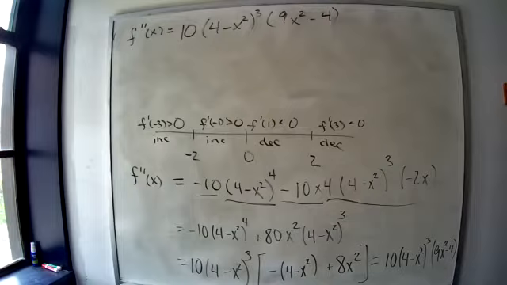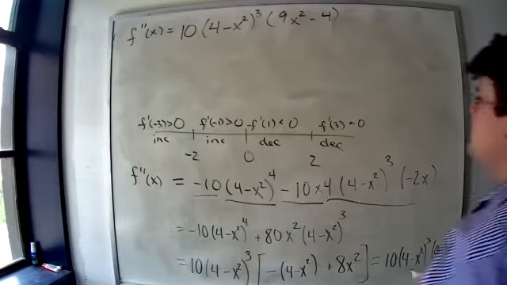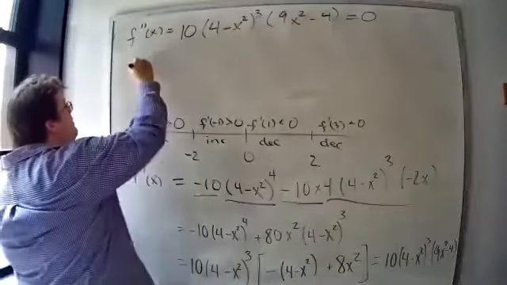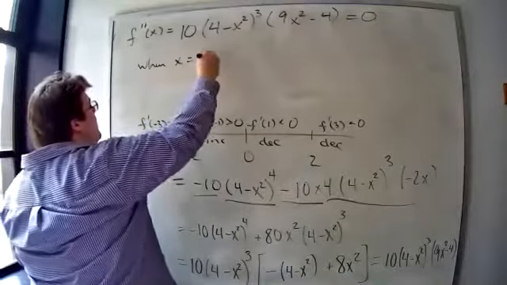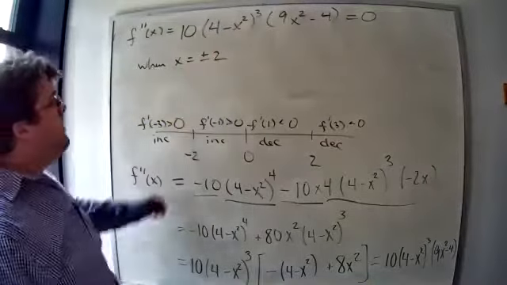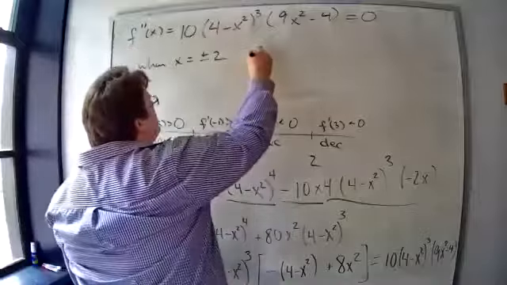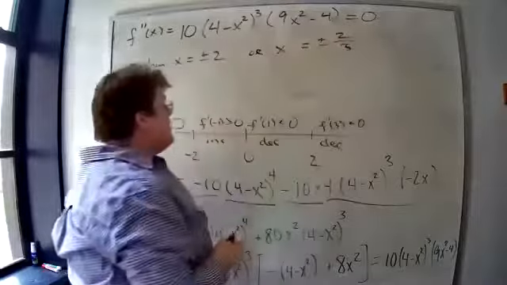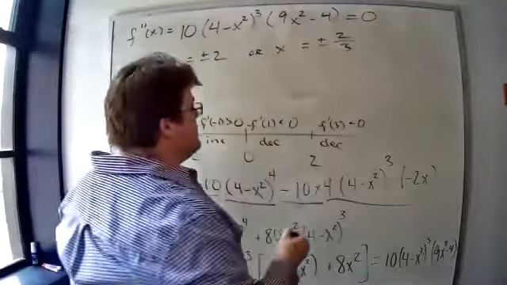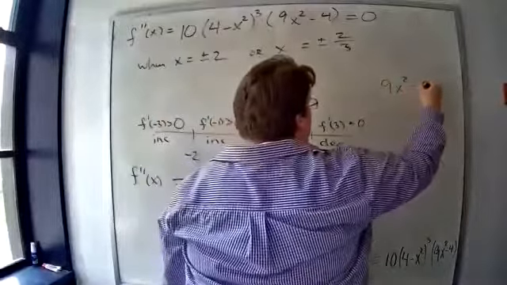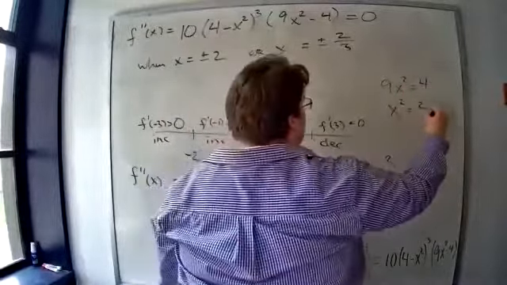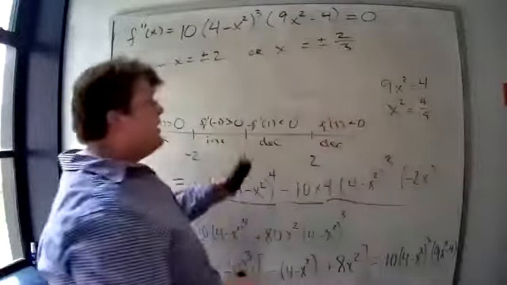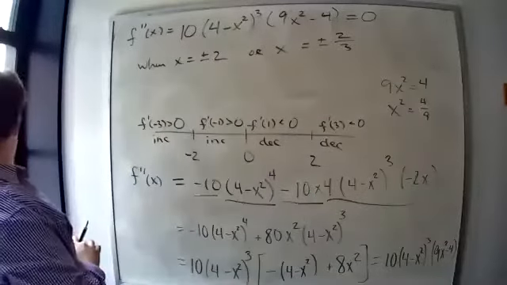So right now, it is in a convenient factored form. We can set this equal to 0. You set that equal to 0. Well, you again get x equals positive or negative 2 from this term. But you also get, from that term, set that equal to 0. What do you get? 9x squared equals 4. x squared equals 4/9. So you get x equals positive or negative 2/3.